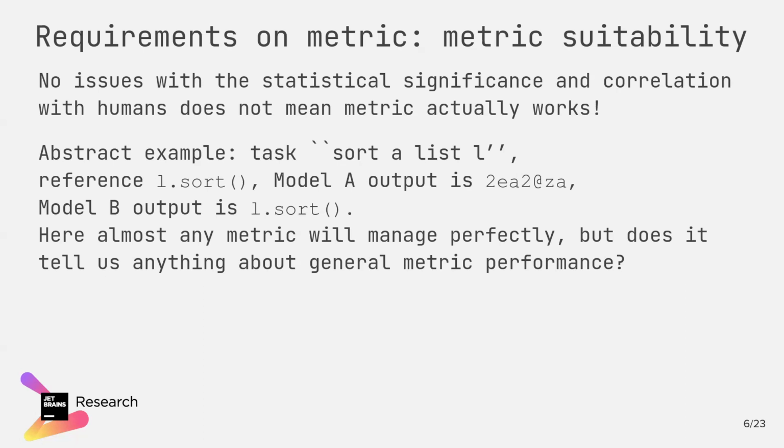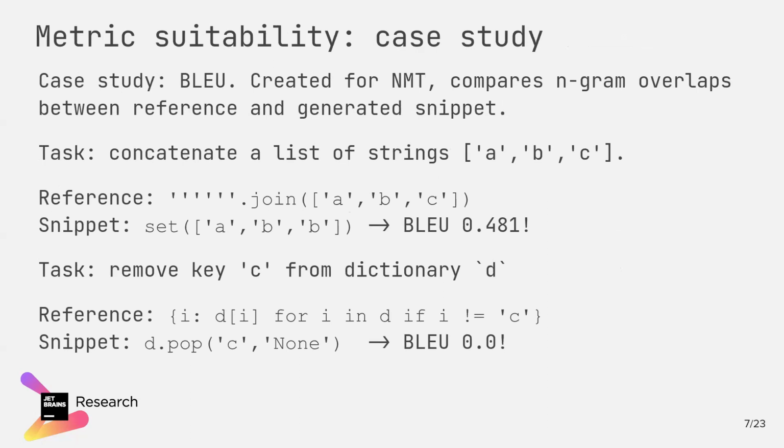So let me give a more real example. Let us consider the BLEU metric. The BLEU metric was created for neural machine translation for natural languages. It is currently the de facto standard for code generation model quality evaluation. I will give a proper definition and explanation later. For the current discussion, let me just state that BLEU compares N-gram overlaps between references and generated snippets. Naturally, it's not obvious that a metric that works well for natural language translation should work well for code generation.